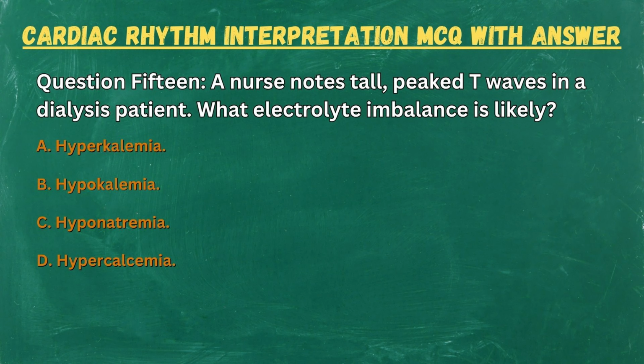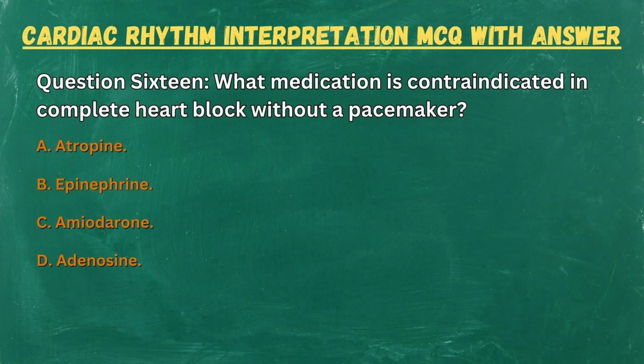Question 15. A nurse notes tall, peaked T waves in a dialysis patient. What electrolyte imbalance is likely? A. Hyperkalemia. B. Hypokalemia. C. Hyponatremia. D. Hypercalcemia. Answer: A. Hyperkalemia.